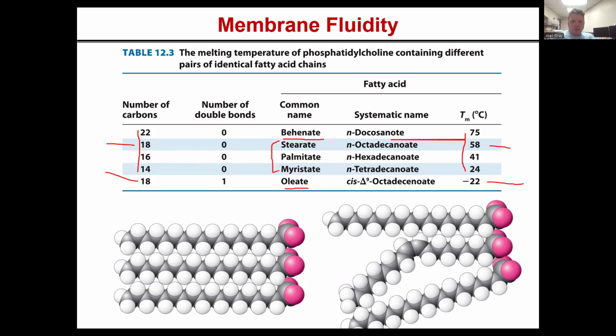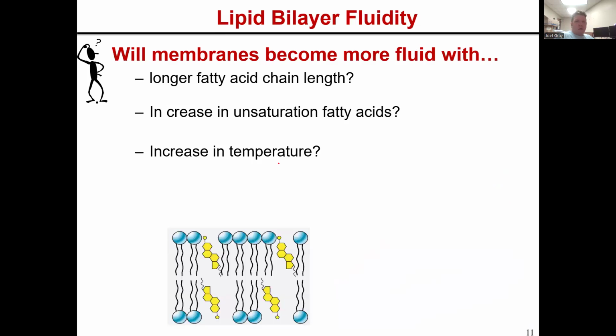Then let's jump ahead. What if we increase the unsaturation of the fatty acids? We add a double bond. Well, that's a good option. If we increase the temperature, that would also make it become more fluid. So longer chain fatty acids are not a good solution for increasing fluidity. An increase in unsaturation is a good idea. Increasing the temperature is also a good idea.